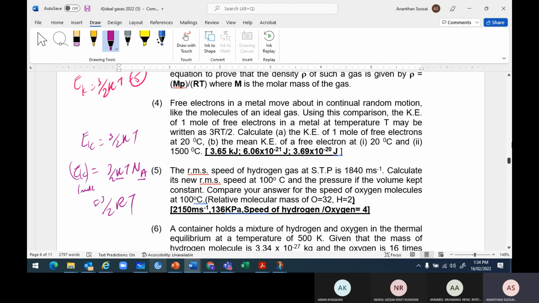Okay, so we get the two answers ready: 3.65 kilojoule, and the kinetic energy of 1 electron. Okay, the part 2. What is the kinetic energy of 1 electron if the temperature is at 1500 degrees Celsius? So how do you find the kinetic energy of 1 electron at 1500 degrees Celsius?